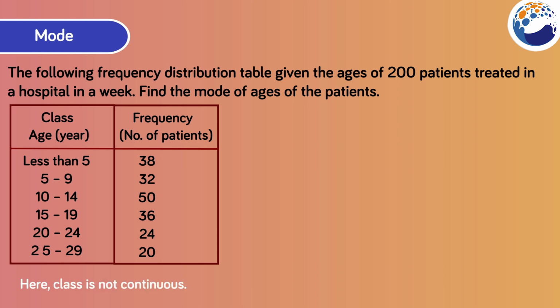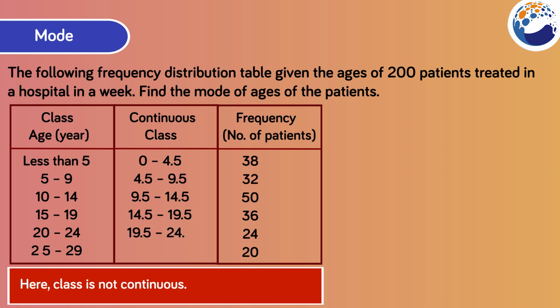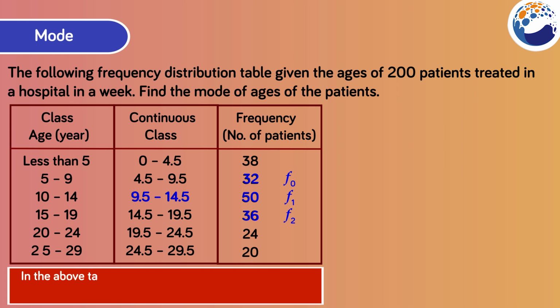Here, class is not continuous. Therefore, we create new column for continuous class. See the last column and observe all frequencies and tell the maximum frequency. It is 50, which is f1. The class corresponding to f1 is modal class, that is 9.5 to 14.5. L is equal to 9.5.